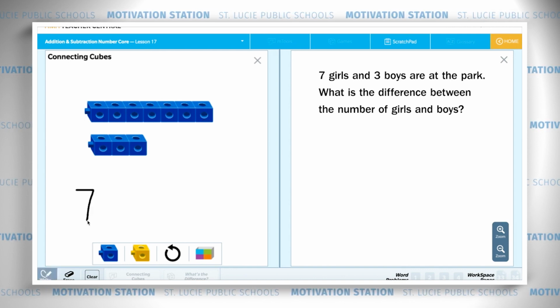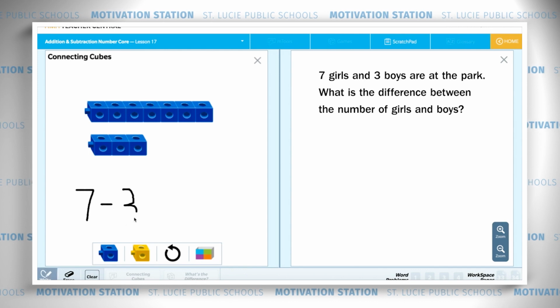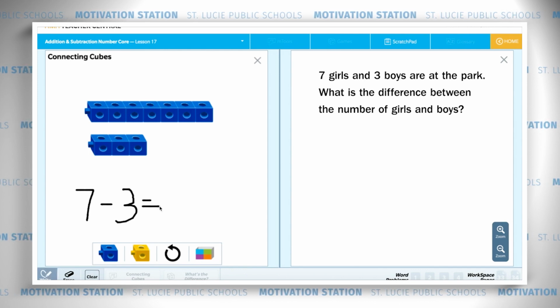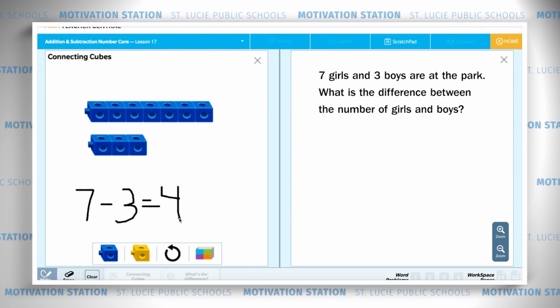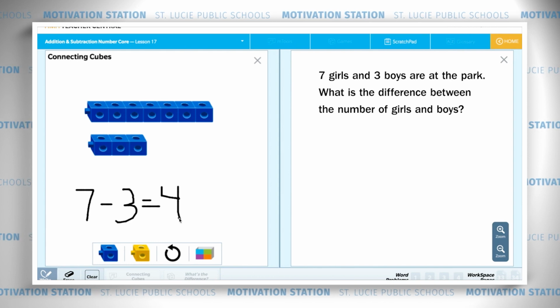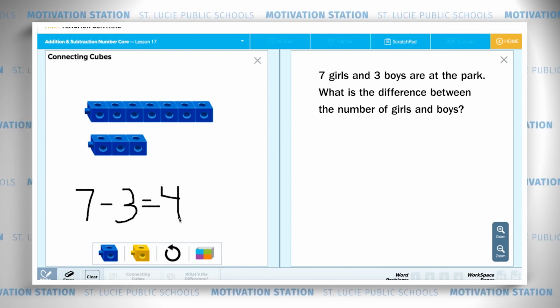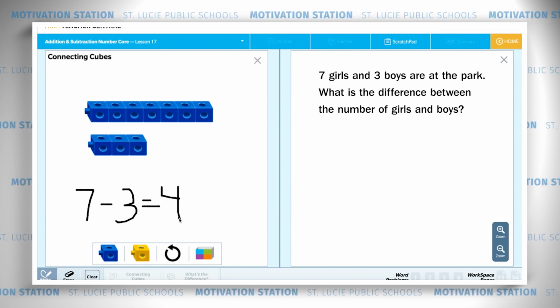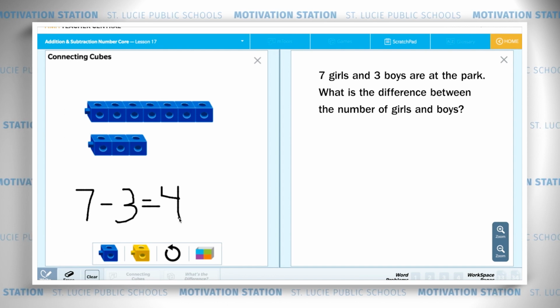Let's see. 7 minus 3 equals 4. The difference is 4. There are 4 more girls than boys. There are 4 fewer boys than girls.